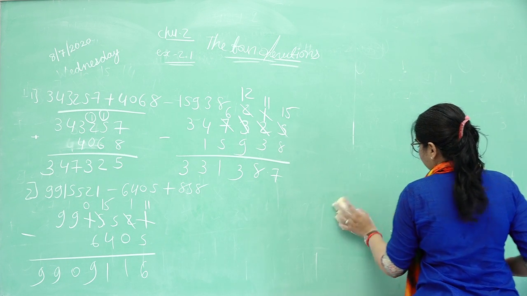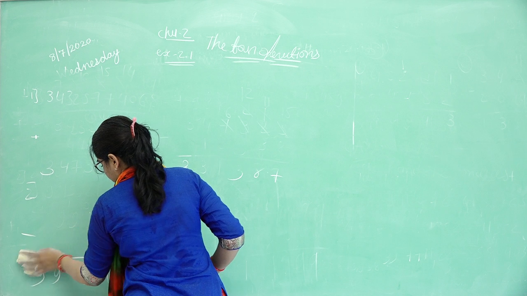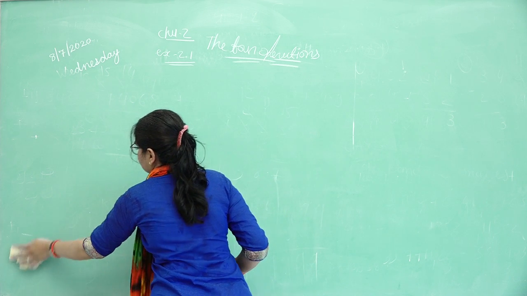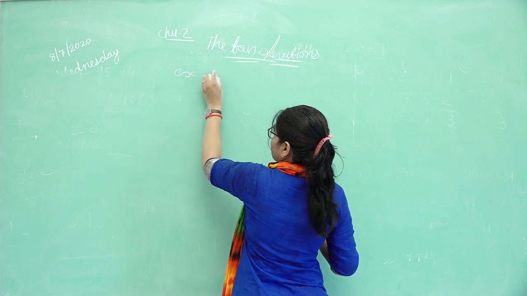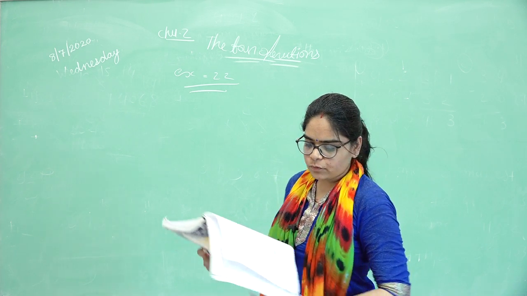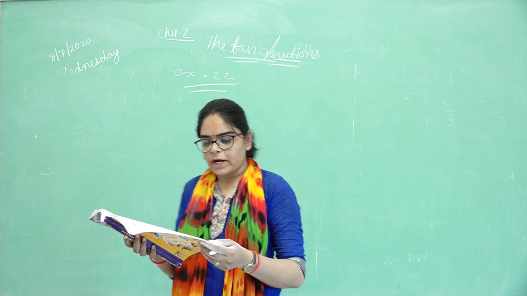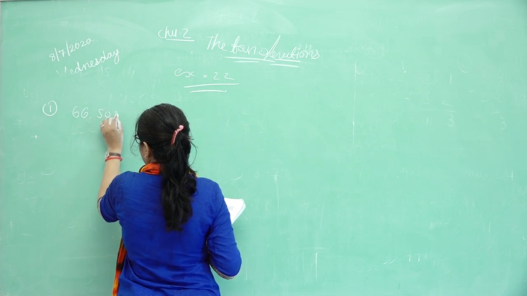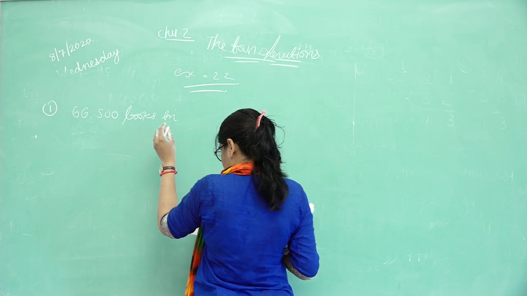Exercise number 2.2. Exercise is equals to 2.2. Okay, in 2.2 exercise, what you have to do, in your question is given a school library had 66,500 books. Okay, then first write down how many books in library have 66,500 books in library.